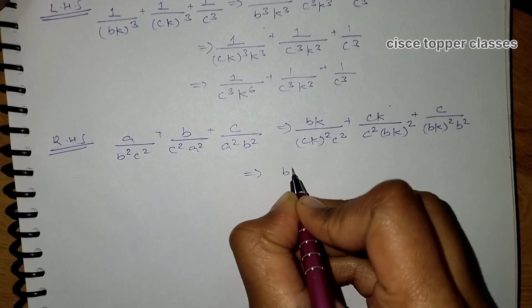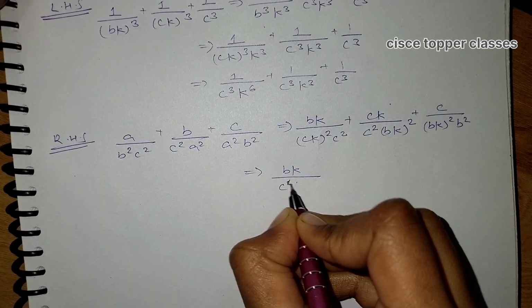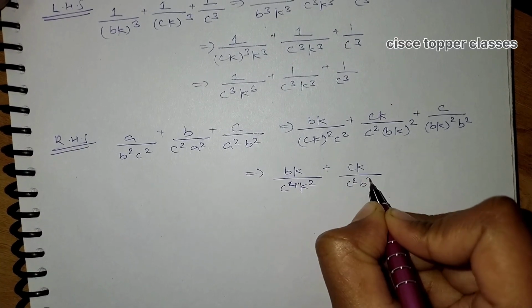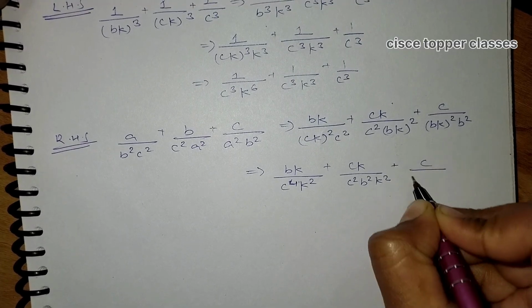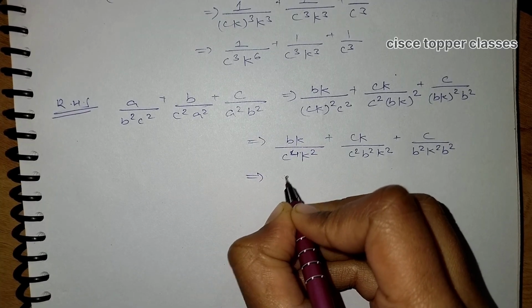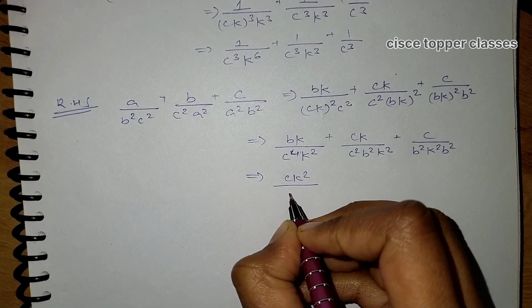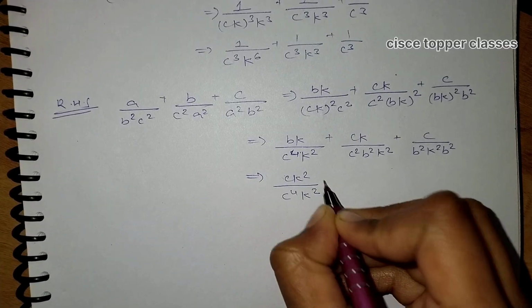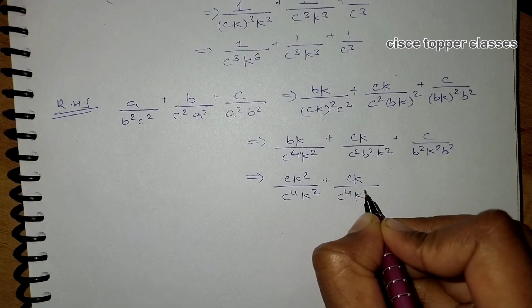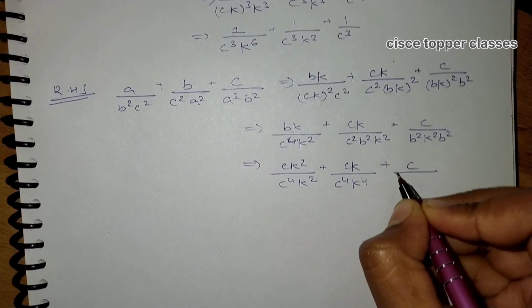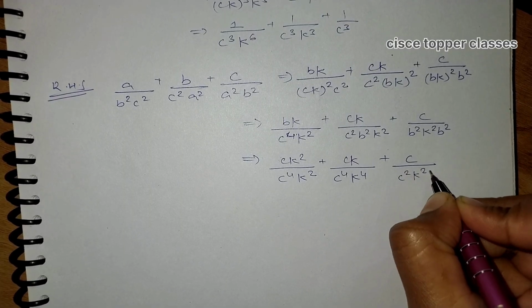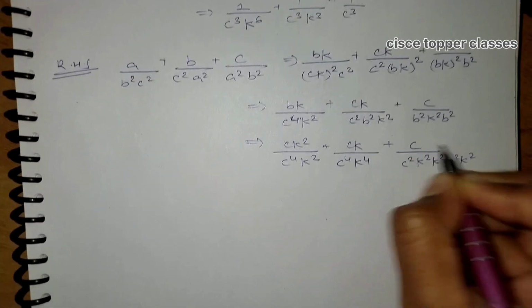That will become as BK divided by C square, C to the power 4 K square, plus CK upon C square B square K square, plus C upon B square K square B square. So B will become as CK square upon C to the power 4 and K square, C to the power 4 K square, plus CK upon B will become (CK) whole square, so C to the power 4 and K to the power 4 here also. Like this, B square again we will put C square K square, so C square K square into K square, again C square K square here.